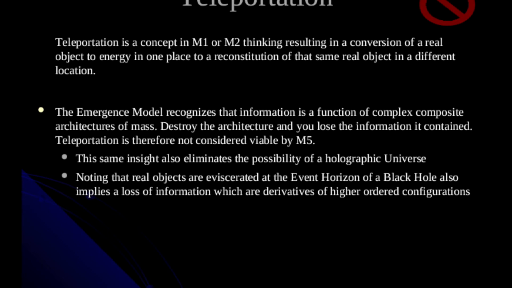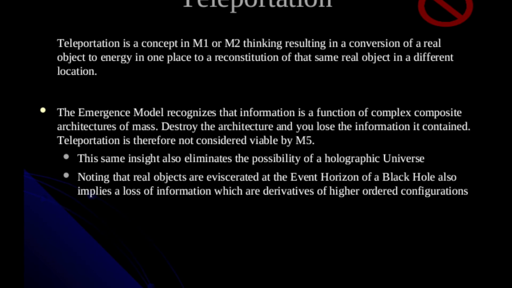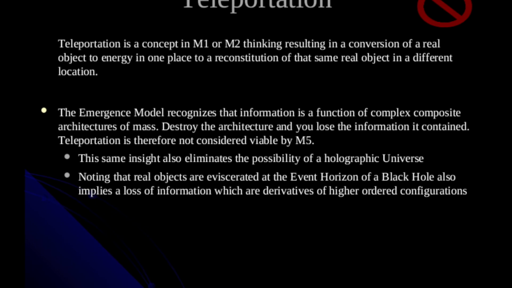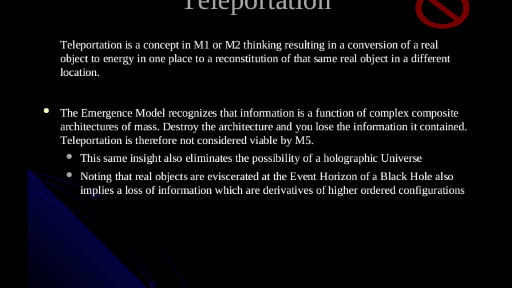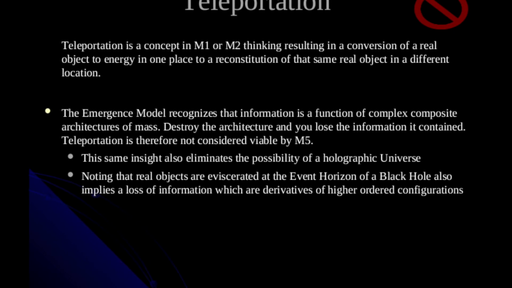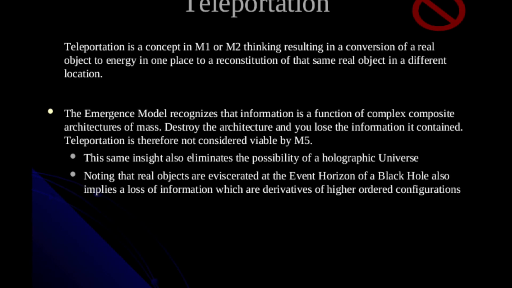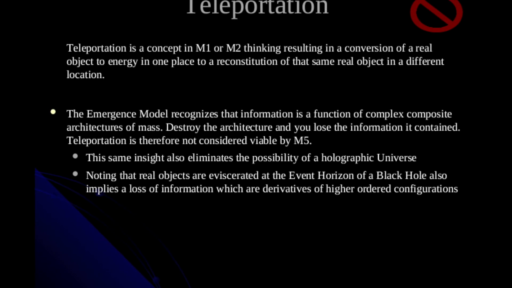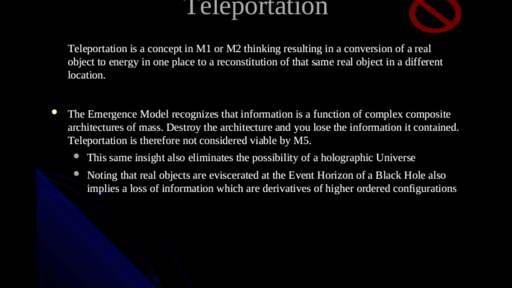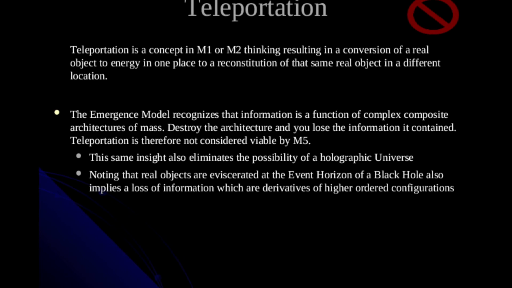Teleportation. Teleportation is a concept in M1 or M2 thinking, resulting in a conversion of a real object to energy in one place and to a reconstitution of that same real object in a different location. The emergence model recognizes that information is a function of complex composite architectures of mass, period. If you destroy the architecture, you destroy the information associated with it. Therefore, teleportation is not considered viable by M5 in any manner.